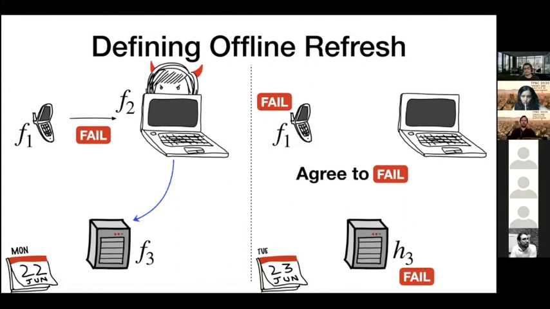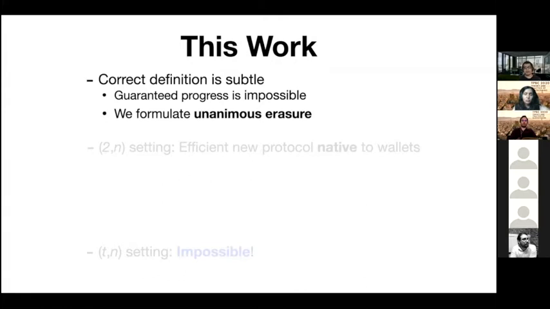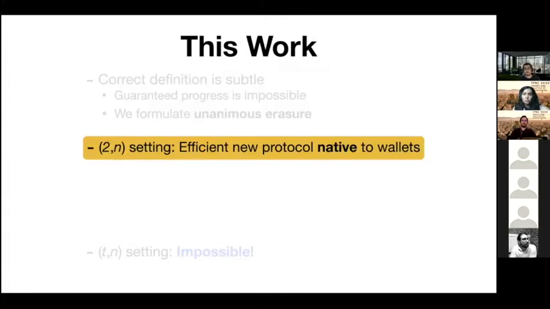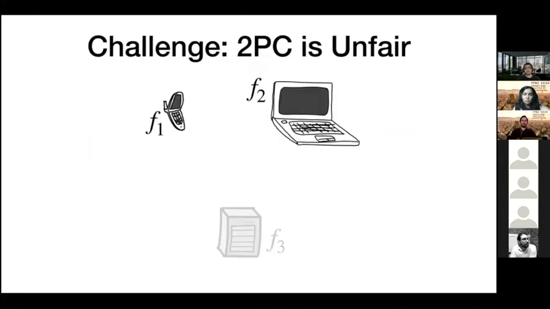So the definition that we want is something where everyone can agree to fail. All honest parties should always be in agreement about whether to fail or to progress, to erase previous shares and that sort of thing. We call this notion unanimous erasure. Right, so that's the definition. And in the two-party setting, we give an efficient new protocol to achieve this, that is native to the way wallets operate. The challenge is intuitively going to be that two-party computation is inherently unfair.